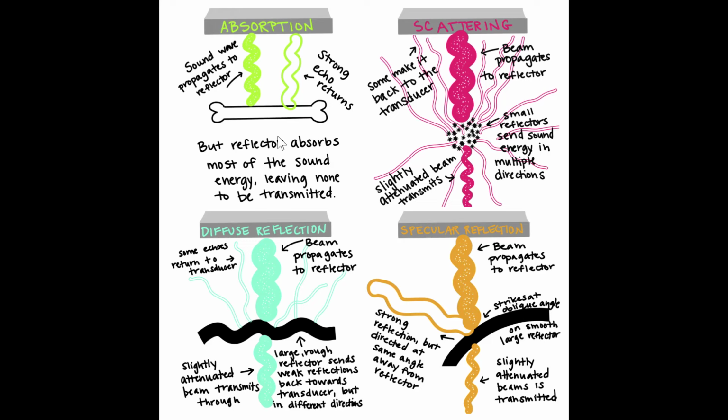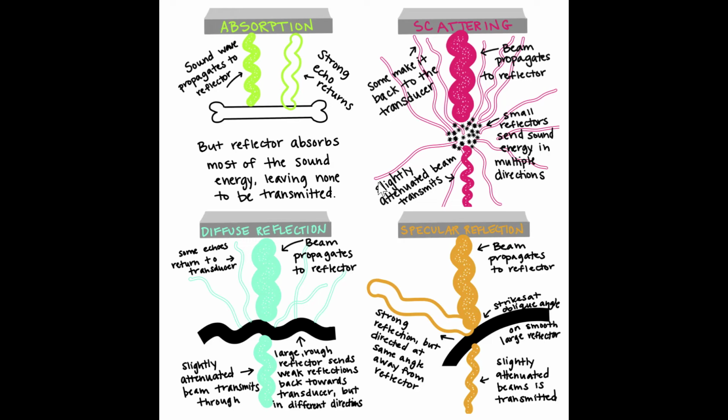And we can see that because if you look at diffuse reflection, specular reflection, and scattering, you'll see that a lot of sound is still being transmitted forward. If we didn't have this transmission of sound through a reflector, then ultrasound wouldn't exist. We would lose it the second the sound left the transducer phase. Diffuse reflection, specular reflection, and scattering are the whole reason that we have ultrasound images. But because they redirect some of that sound energy either back to the transducer or other places into the body, a little bit of sound is pulled from the main beam, causing a little bit of attenuation, but not enough to completely attenuate the beam.